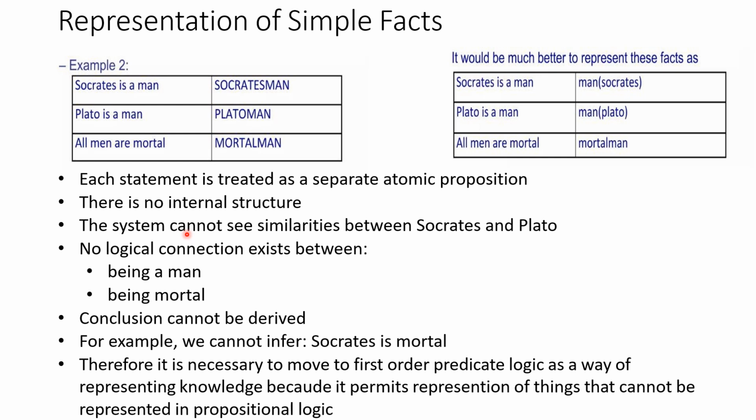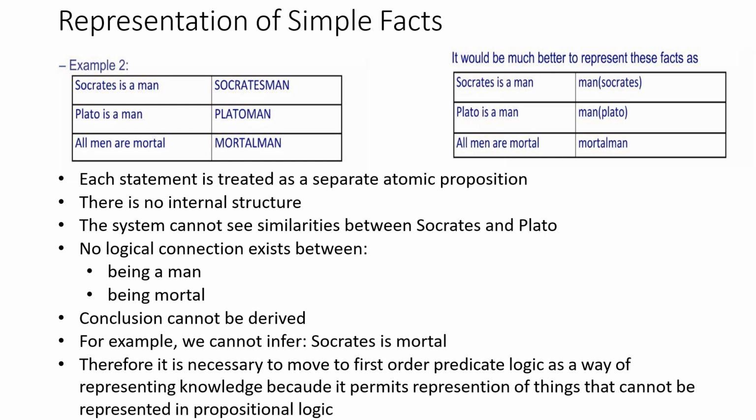We cannot infer new facts actually. So even if all men are mortal, the system cannot conclude that Socrates is mortal. We know that Socrates is a man. That means, since all men are mortal, you can simply say that Socrates is mortal. But in this representation, Socrates man, Plato man, mortal man, if you represent it like this, it is not possible to derive the conclusion. Even if all men are mortal, the system cannot conclude Socrates is mortal.